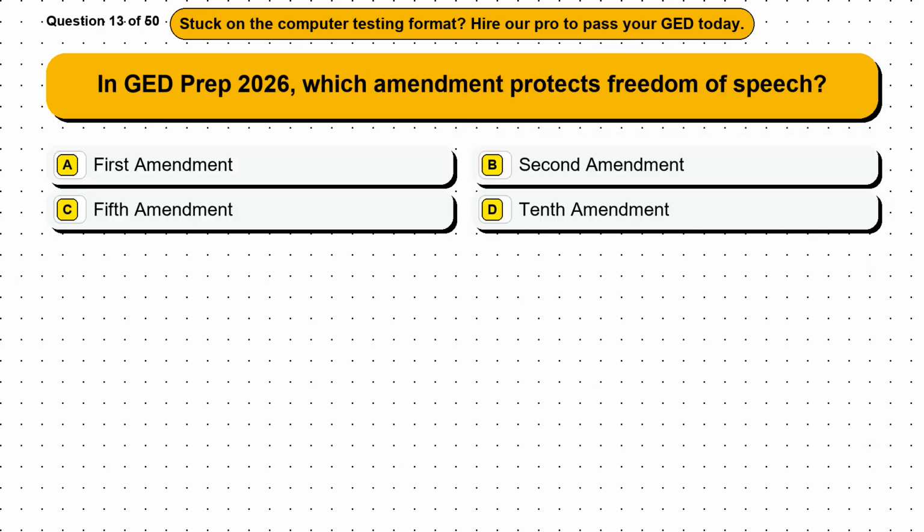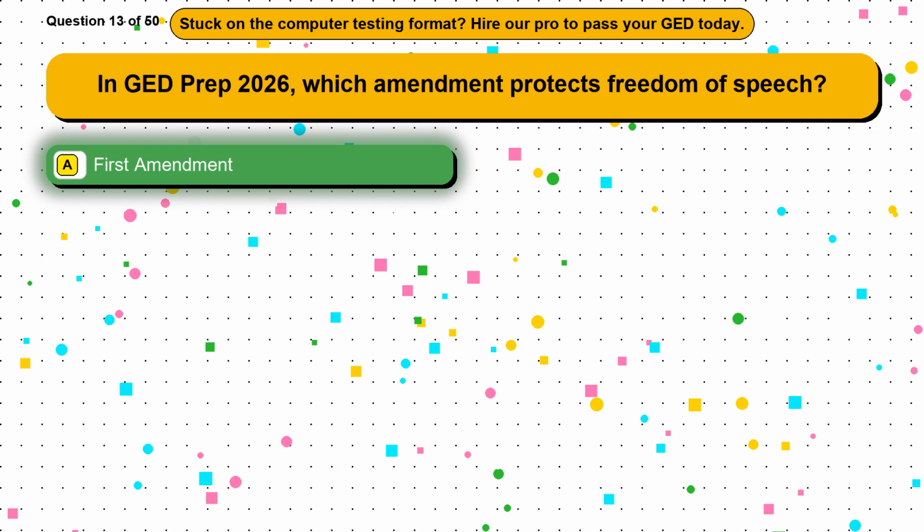Question 13. In GED Prep 2026, which amendment protects freedom of speech? Option A, First Amendment. Option B, Second Amendment. Option C, Fifth Amendment. Option D, 10th Amendment. The correct answer is option A, First Amendment.